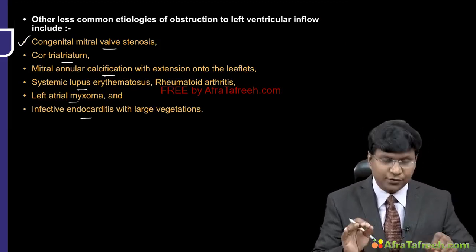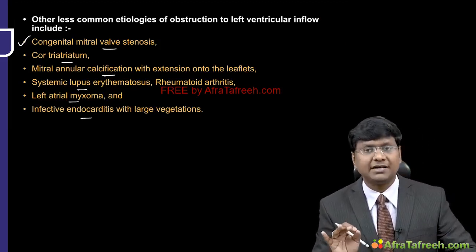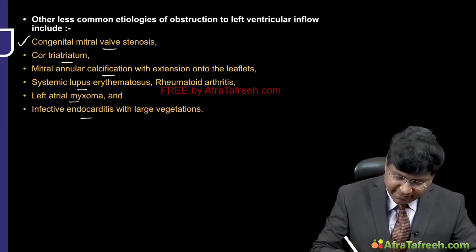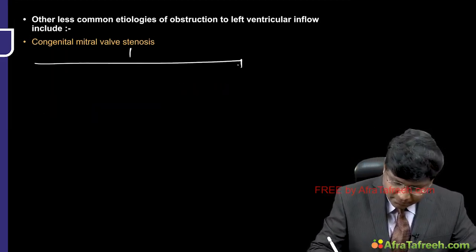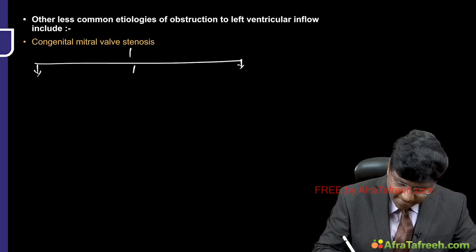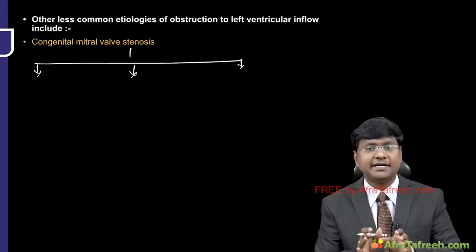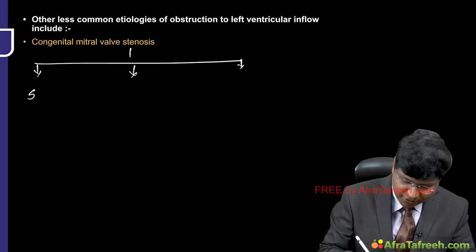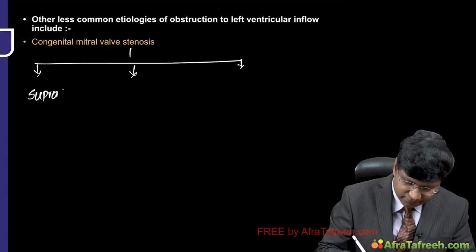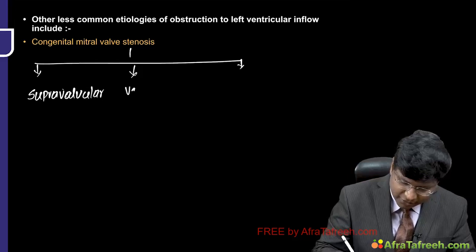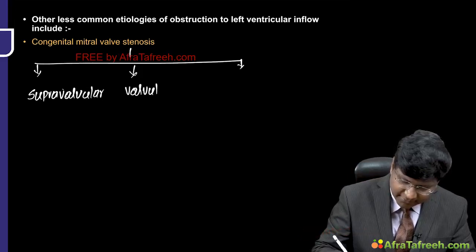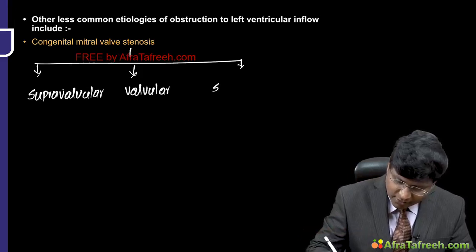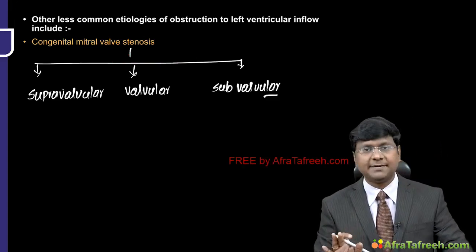Now, let me discuss a few points about congenital mitral valve stenosis. In congenital mitral valve stenosis, the pathology within the mitral valve or the mitral valve apparatus could be supravalvular, or the pathology could be valvular, or subvalvular.